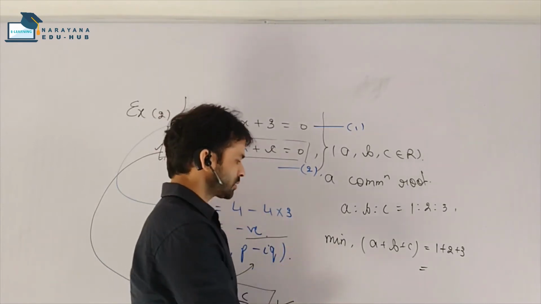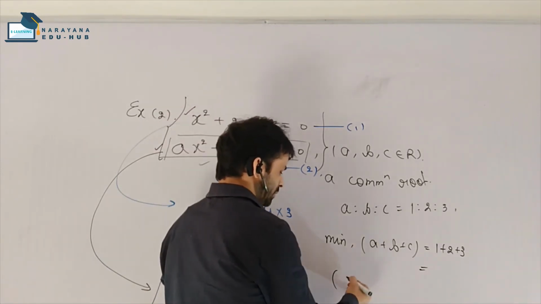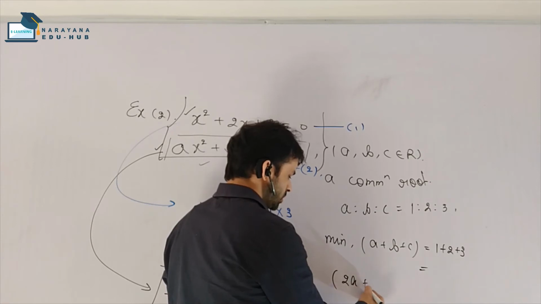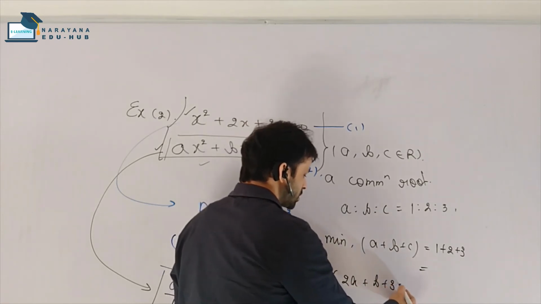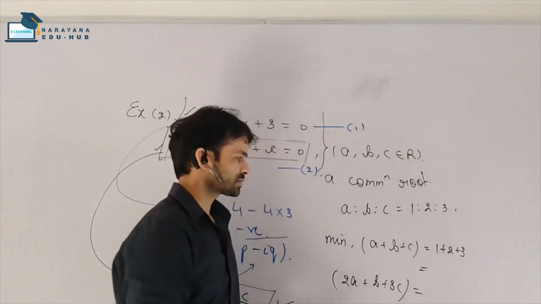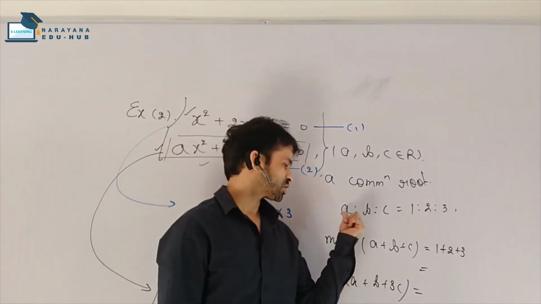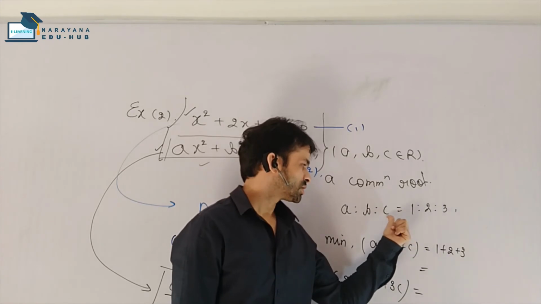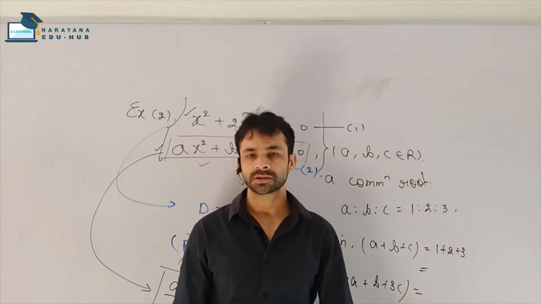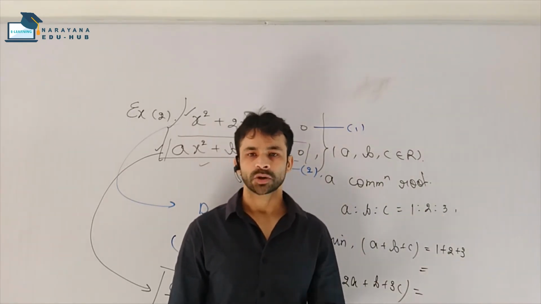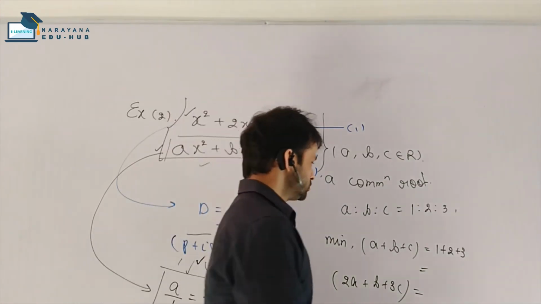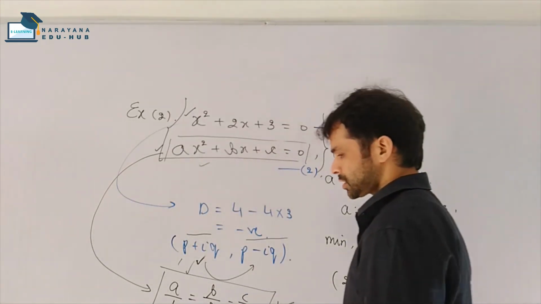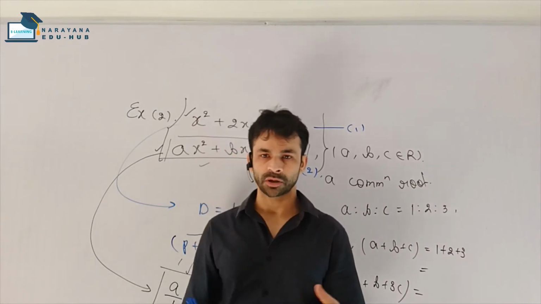They can say find the minimum value of some other expression. They can write 2a plus b plus 3c. That also you can find using this. Minimum possible value of a is 1, minimum possible value of b is 2, c is 3, if the same a, b, c are natural numbers. So these are some examples of problems on common roots.